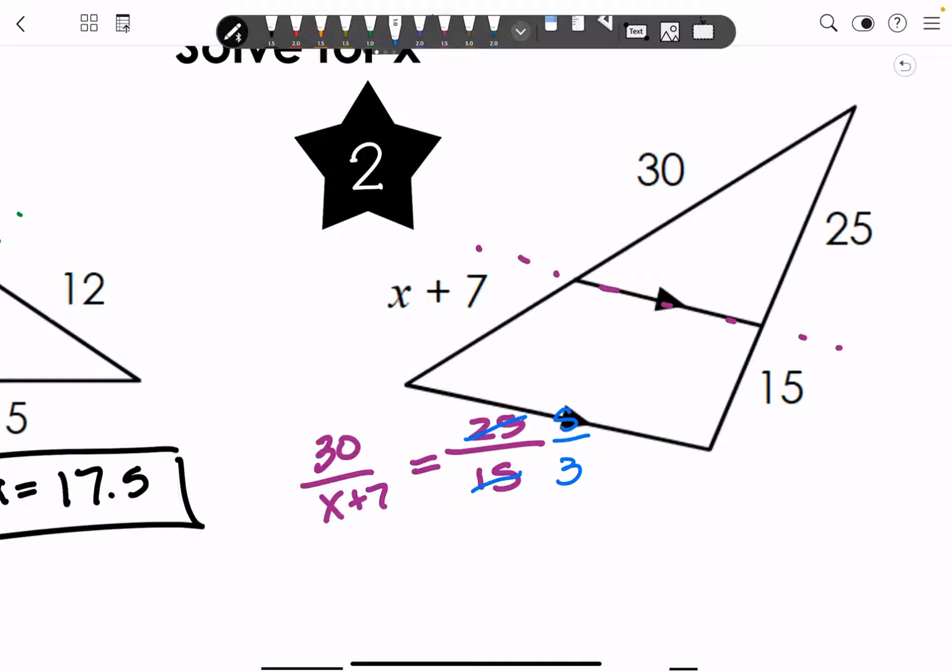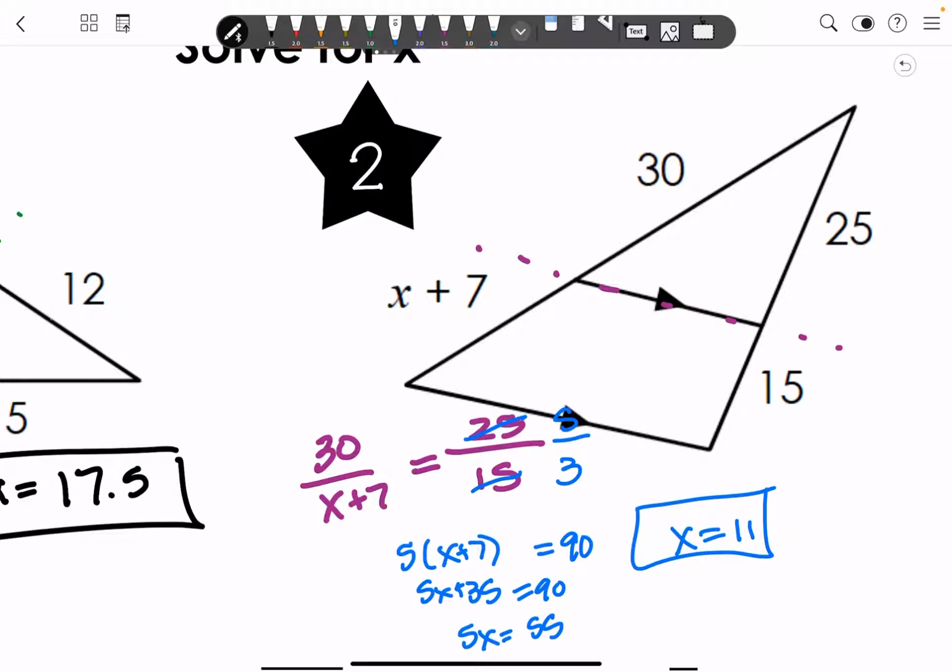And then when I cross multiply, I get nicer numbers to work with. So I get 5 times x plus 7 is equal to 30 times 3, which is 90. Distribute your 5, you get 5x plus 35 is equal to 90. Then you get 5x is equal to 55, and you get x is equal to 11.